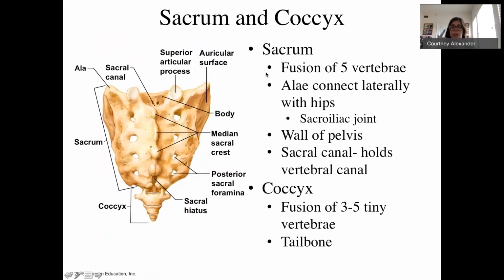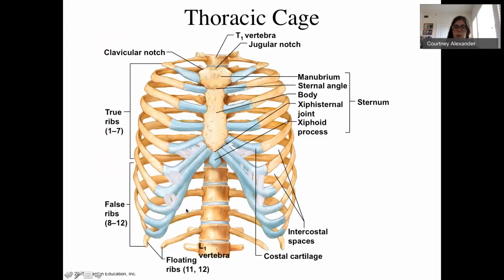Now, if we move all the way down to the bottom, we see the sacrum is a fusion of 5 vertebrae. The alae here connect laterally with our hips, and they form a sacroiliac joint with our hips. And these are the back wall of our pelvis. The sacral canal holds the last bit of our vertebral canal. The coccyx is our tailbone, and these are the fusion of 3 to 5 very tiny bones.